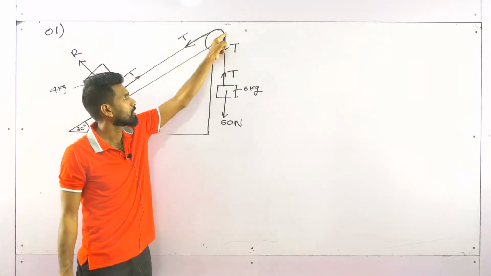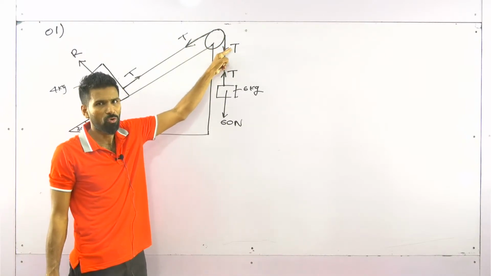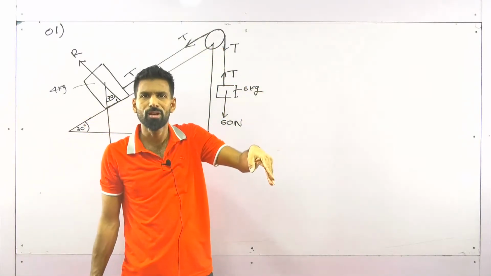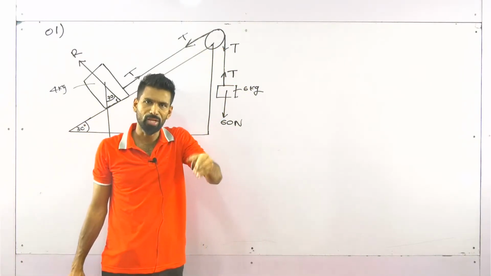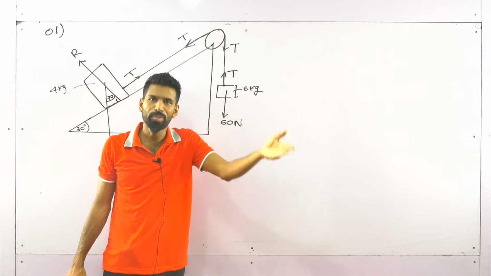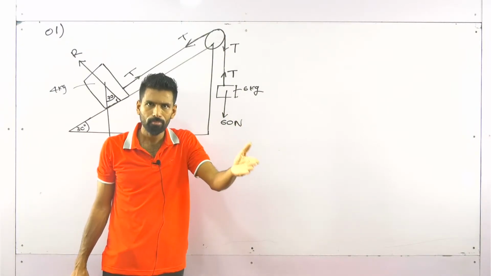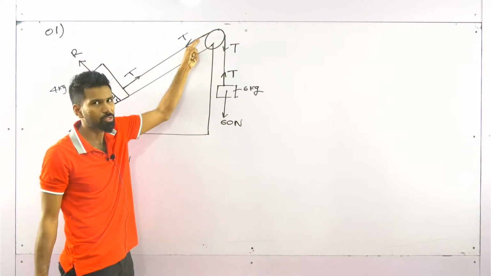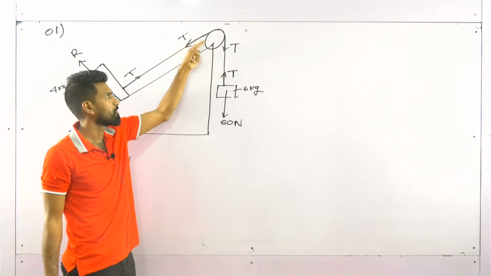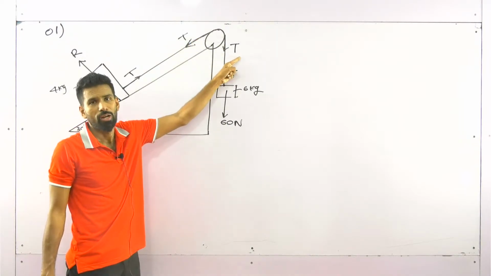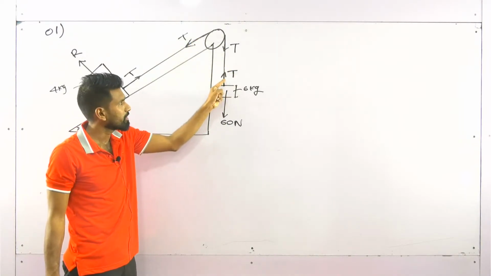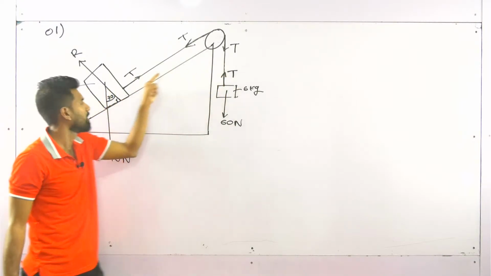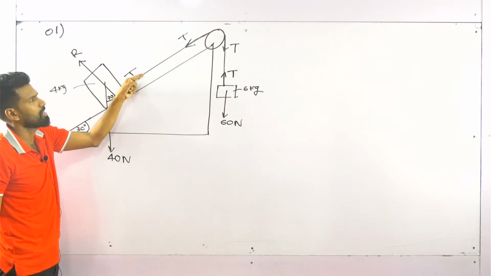Don't worry about these 2 tensions. Even though we mark them on the string, these tensions are the forces acting on the pulley, because the tension is the force acting on the objects that are in touch with the string. So we don't need these 2 tensions in our equations, but we need these 2 tensions: the 6 kg mass is attracted towards the string itself and the 4 kg mass is attracted towards the string itself.